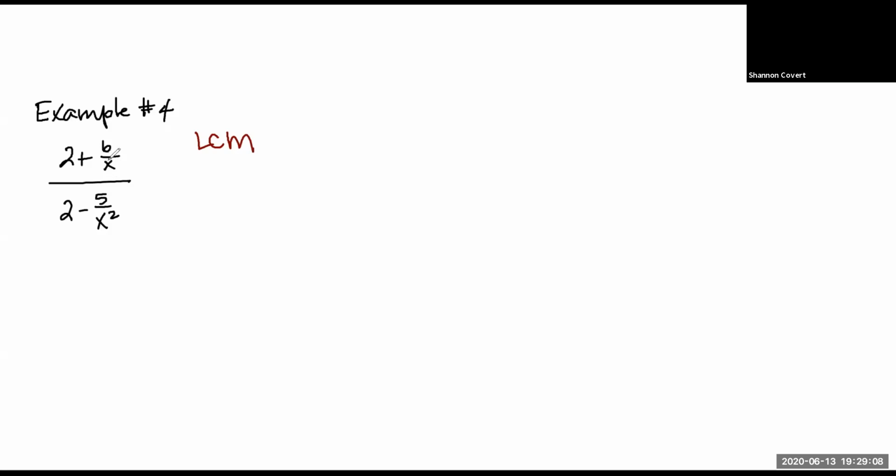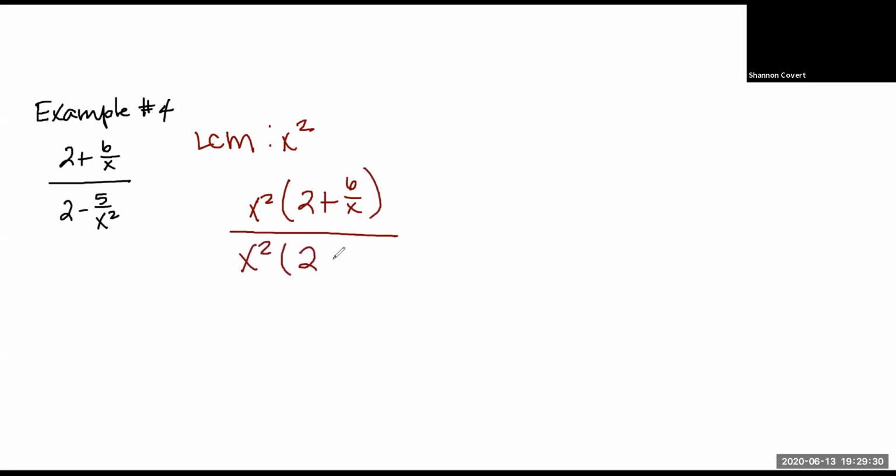I have an x in my numerator as a fraction. I have x squared in my denominator, so my lowest common multiple is x squared. What I'm going to do now is multiply x squared times that numerator, which is 2 plus 6 over x, and I'm going to multiply x squared times my denominator, which is 2 minus 5 over x squared.